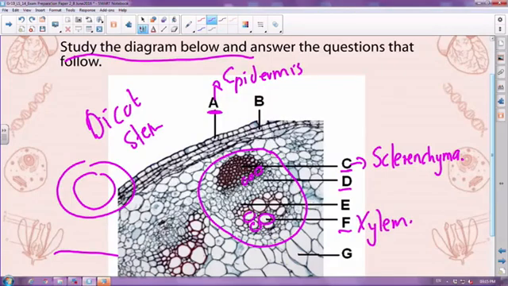Now, if we have a look at number D, when we look at a vascular bundle it means that it must have the tissues that are going to transport things. So number D would then be my phloem. Okay, so if I don't know what the structure is that I'm looking at, I'm going to really battle to do the labels.